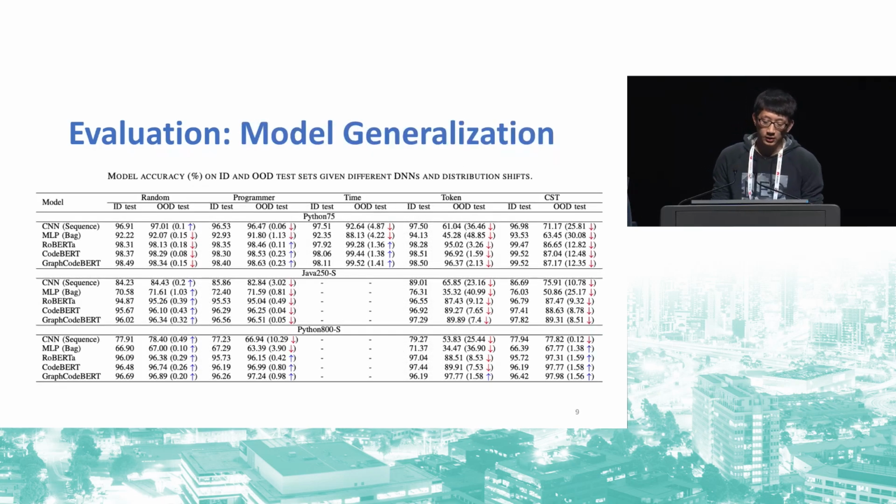Then we evaluate the generalization ability of code models. We can see in most cases, under distribution shift, the performance drops a lot, especially on our synthetic distribution shifts, token-based and CST-based, which means our dataset provides a lot of opportunity to propose new methods to enhance the model generalization ability.